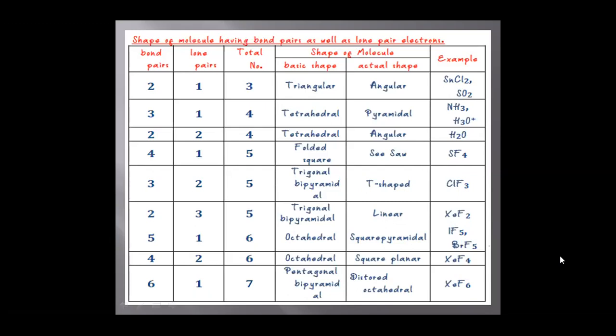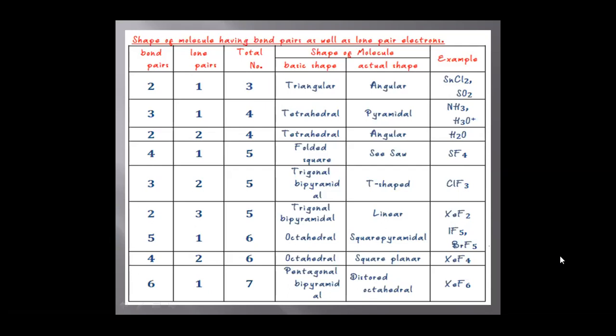For example, the ammonia molecule. If the bond pairs are 2 and lone pairs are 2, then the total number of pairs is 4. The basic shape is tetrahedral, but the actual shape is angular, for example the water molecule.